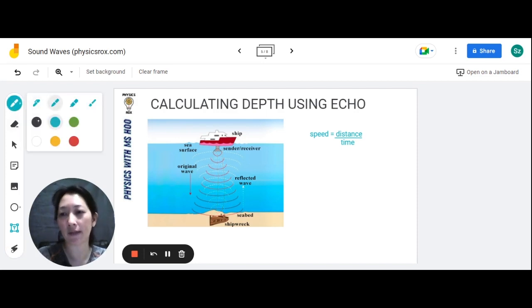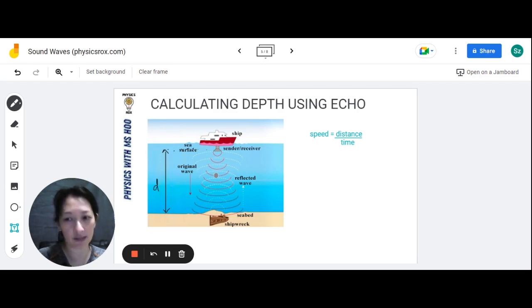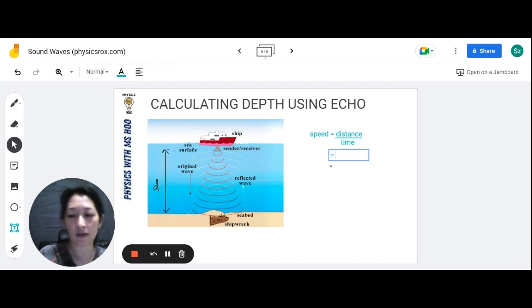So let's say, for example, the distance here, which is from the receiver to here, I'll put this as D. The distance is not D. The distance is double of D because the sound has to travel down and back up. That means distance is actually 2D divided by time, which I'll just put as T.